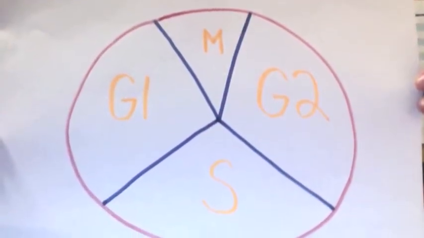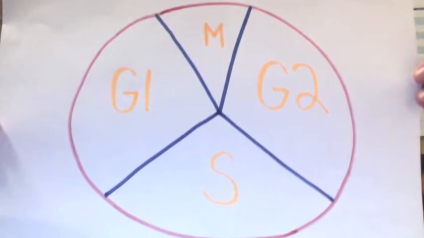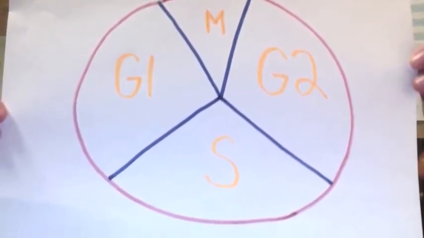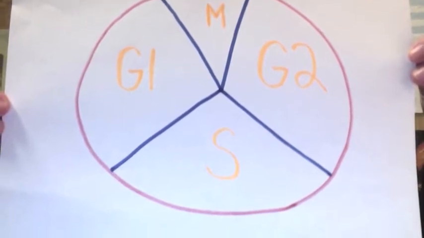Interphase is the longest stage of the cell cycle. It consists of gap 1 phase, where cell growth occurs and the cell decides if it is going to complete mitosis, S phase, when DNA is replicated, and gap 2 phase, in which the cell continues to grow and prepares to enter mitosis.